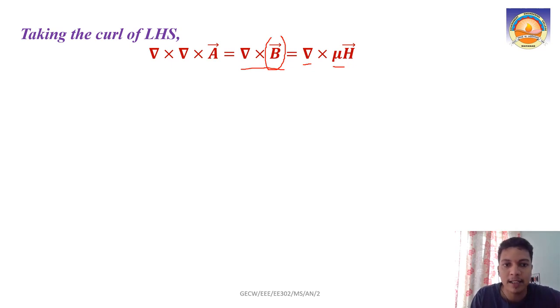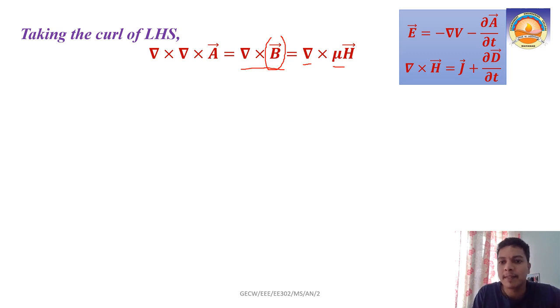B is del cross A. If we take the curl of del cross A, what will it become? Del cross B. So that will also be equal to del cross mu H. These two equations, which we defined in the last slide or the slide before, equal what? E equals minus del V minus dou A by dou t. I already told you that this is important.